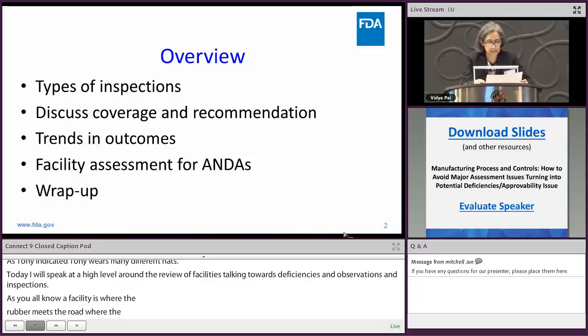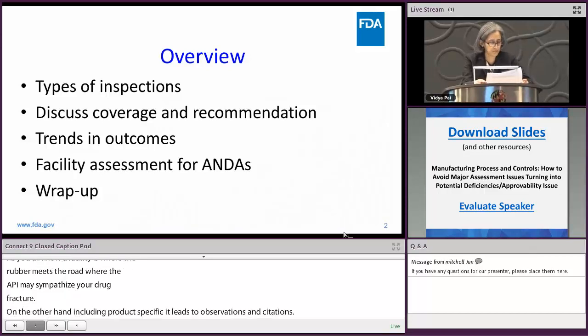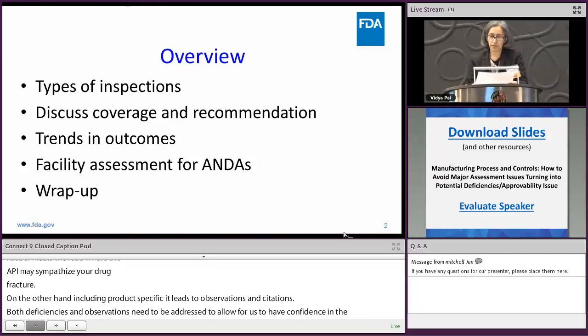Facility reviews assess application-related concerns related to facilities and identify deficiencies. On the other hand, on-site inspections, including product-specific inspections, lead to observations and citations. Both deficiencies and observations need to be addressed to allow for us to have confidence in the capabilities and conformance to regulations. So today, as a framework, I hope to share and discuss the types of inspections, discuss coverage for each type of inspection, and interpret recommendations that are made.